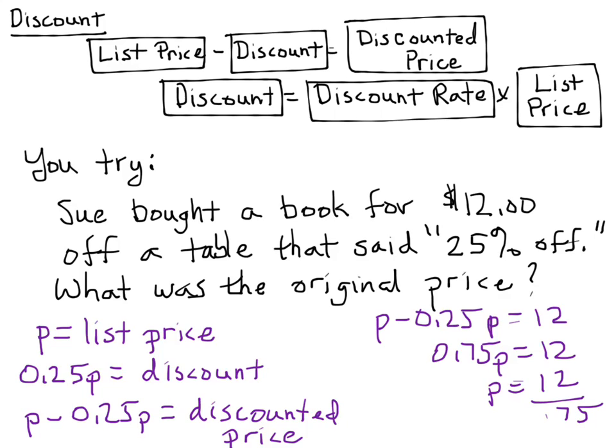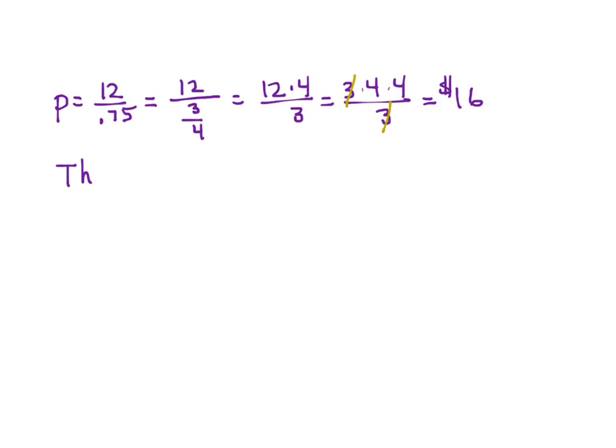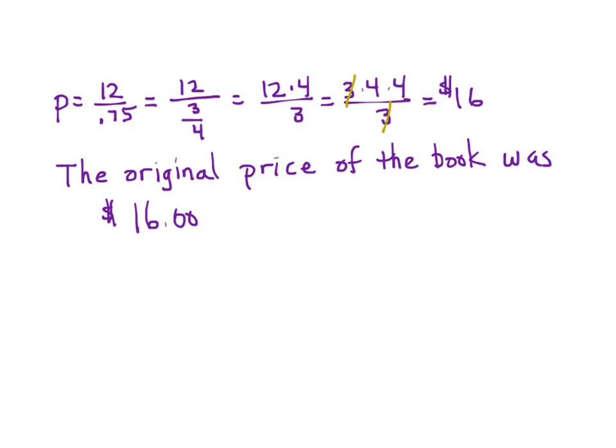Okay? Everybody good? All right, so then on the last page here, and this is really the last slide, and it's a little small, I know. But basically, I took 12 divided by 0.75, and so I made that 12 divided by 3/4, and I take the reciprocal of that to be 4/3, cancel out my 3s, and I get 16. And so the original price of the book was $16.